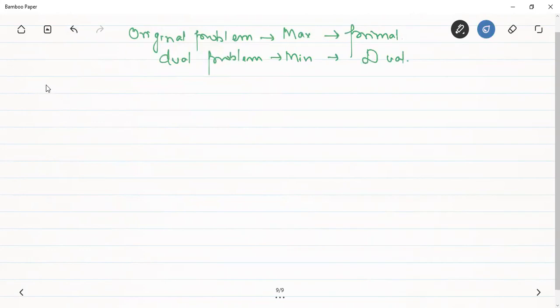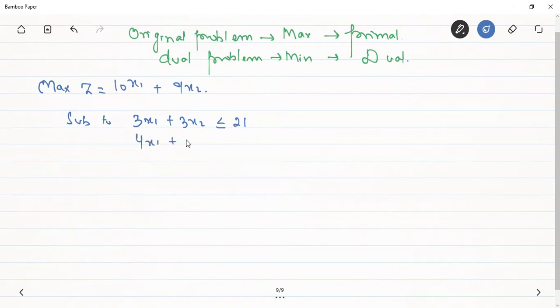Okay, so one thing to note here is, if I consider this objective function again: maximize z is equal to 10x1 plus 9x2 subject to the constraints, where 3x1 plus 3x2 is less than or equal to 21. The other constraint is 4x1 plus 3x2 less than or equal to 24.